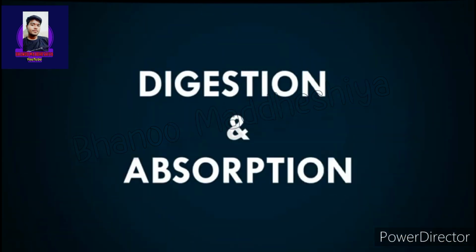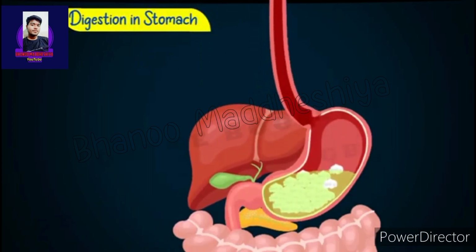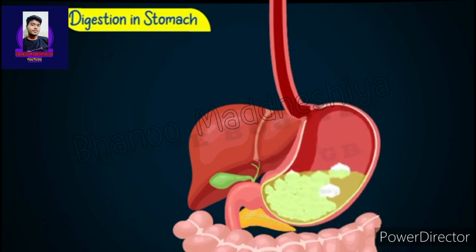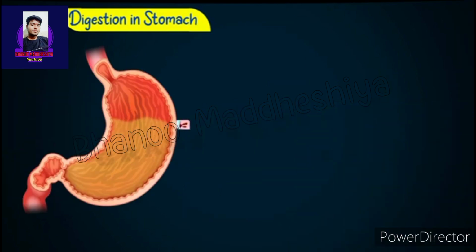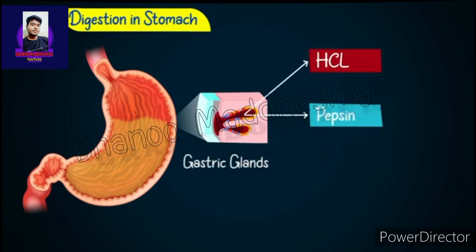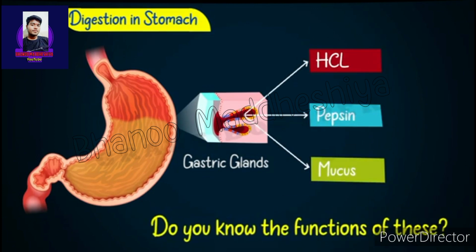Digestion and absorption. Food from mouth enters the stomach through the esophagus. Stomach is a bag-like organ. It expands when food enters into it. The walls of the stomach has gastric glands. These gastric glands secrete HCl, pepsin, and mucus. Do you know the functions of HCl, pepsin, and mucus?